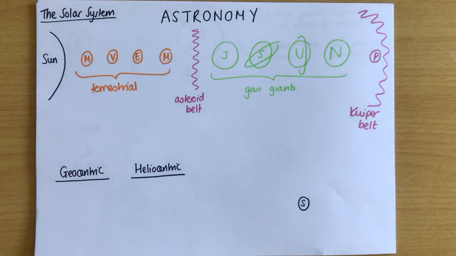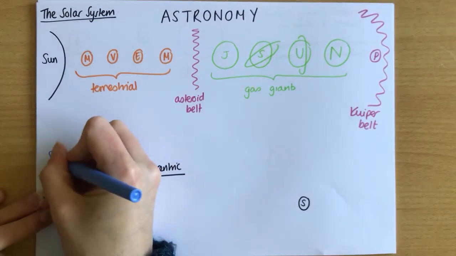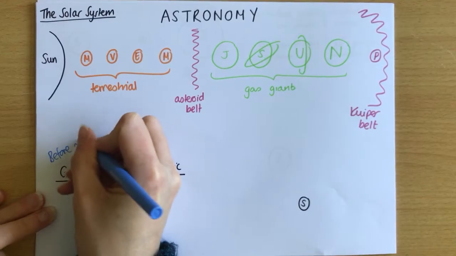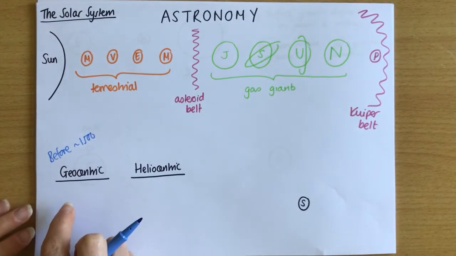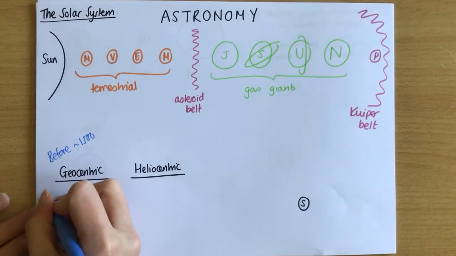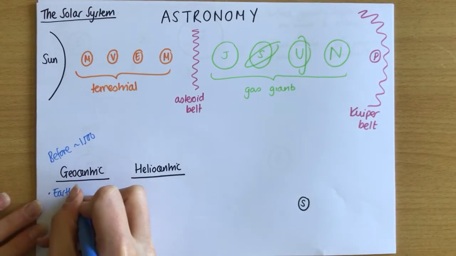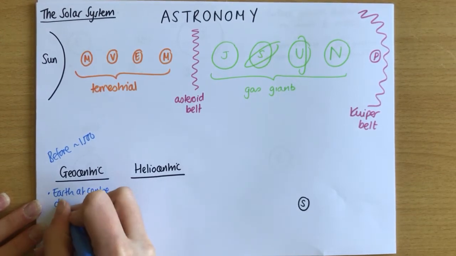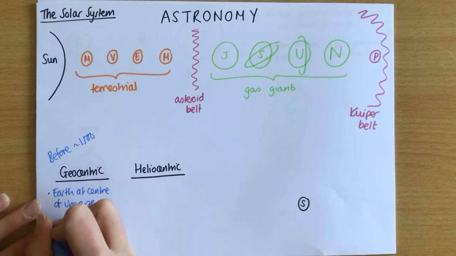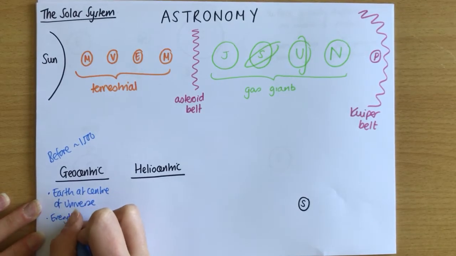So, you need to know about how ideas about the solar system have changed over time. We now know the solar system looks like this because of technology. But back in the past, before, let's say approximately 1500 or so, when ideas were definitely starting to change, we thought that the solar system was geocentric. That means that the Earth is at the centre. And we thought the Earth is at the centre of the universe. And that everything revolved around it, or orbited it.